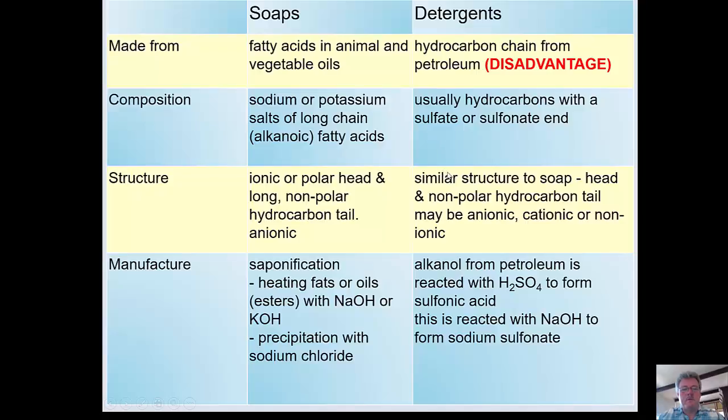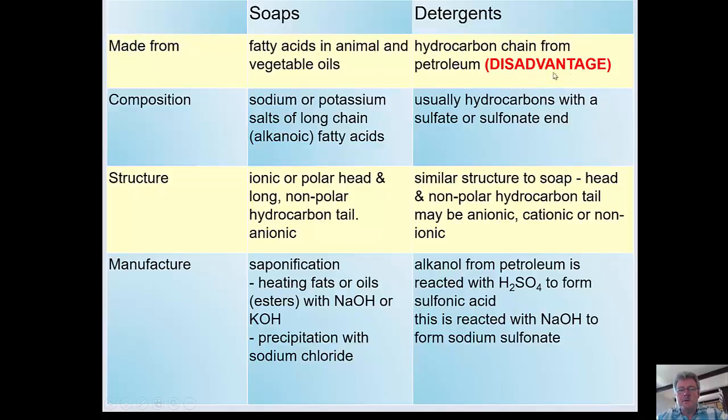So what are the differences? How are they different? Soaps are made from vegetable oils and fatty acids in animals, beef oils. Their composition: they have sodium or potassium salts, so they have that alkanoic acid end, the COO minus, attached to something else, sodium or potassium, usually from sodium hydroxide or from potassium hydroxide.